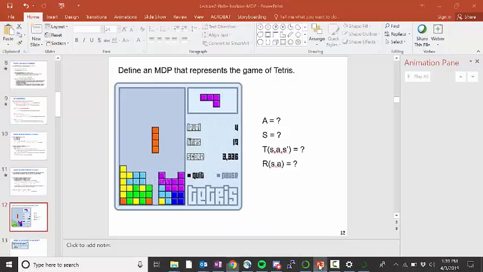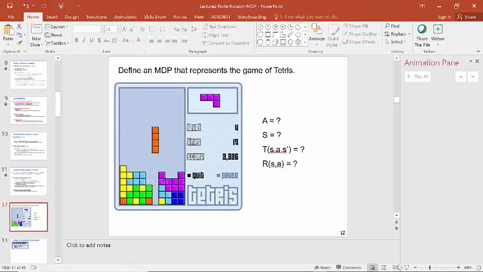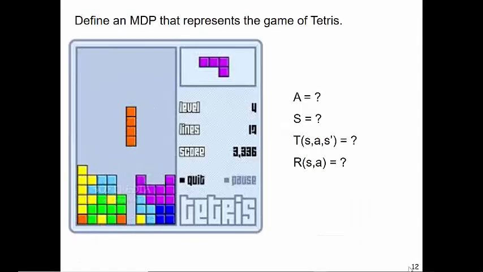We'll see that I've got a picture here of Tetris. Tetris used to be a popular benchmark for reinforcement learning. Basically, you can train a reinforcement learning agent to play Tetris forever, more or less, if you do it right. We'd like to go through the exercise of figuring out how we would represent Tetris as an MDP. So what would you say should be the action space?